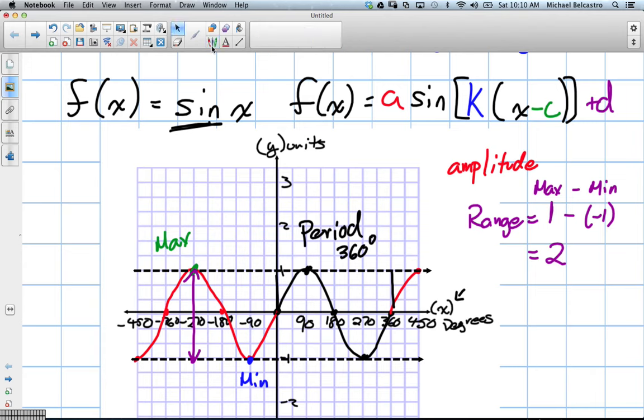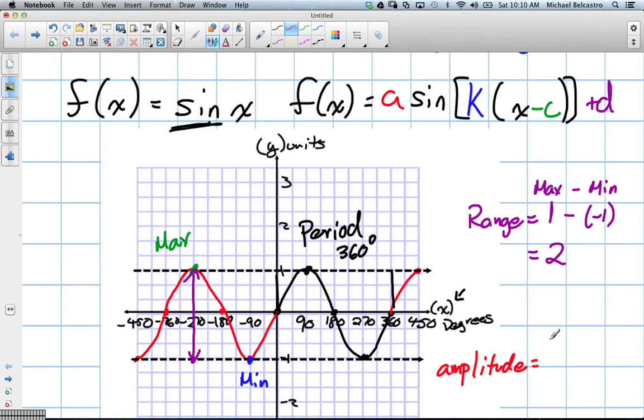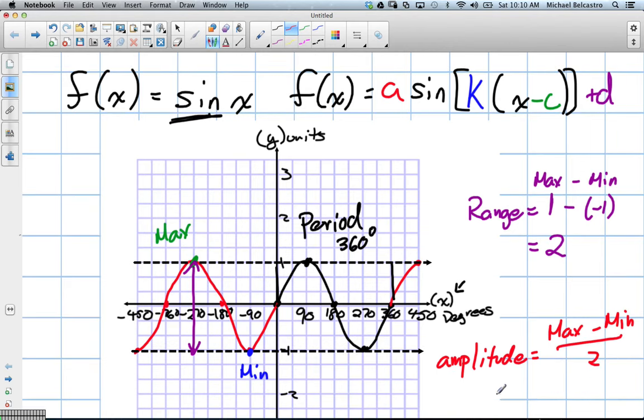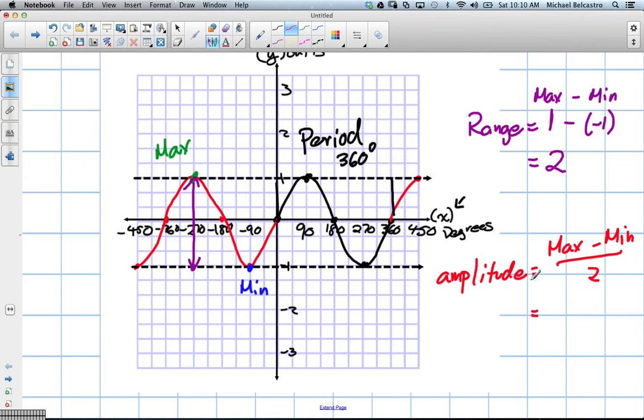Our amplitude, and we'll move this down so we can get another function here, is essentially half of that. So we're taking our max, subtract our min, and then dividing that value by 2. That'll tell us the amplitude of this. And we'll talk about how it can be related to other things. So in this case, 1, subtract negative 1, divided by 2, which will be 2 divided by 2. So our amplitude in this case is 1.